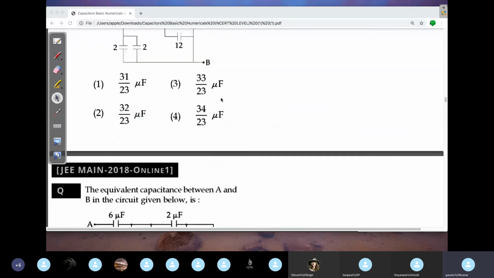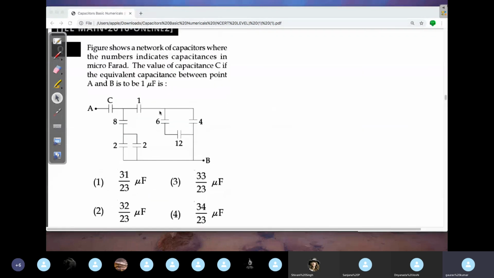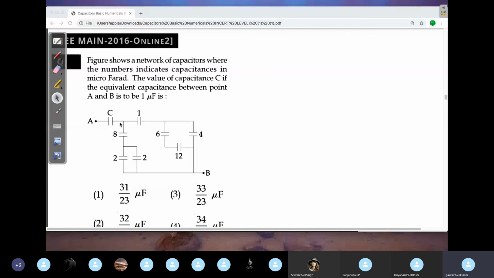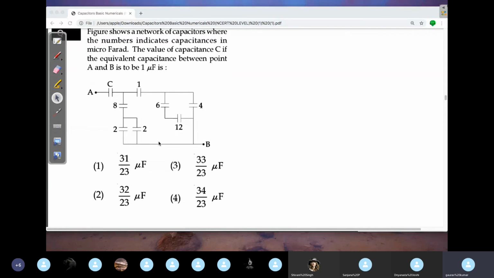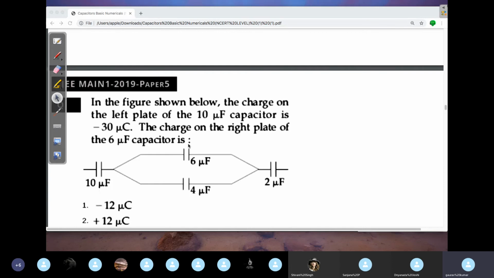A similar question is here. I'm not solving this, after the class you can always solve it on your own. Almost similar question you have. All the data are different, otherwise everything is same. They have slightly changed the values here. Okay, I'm not discussing this.